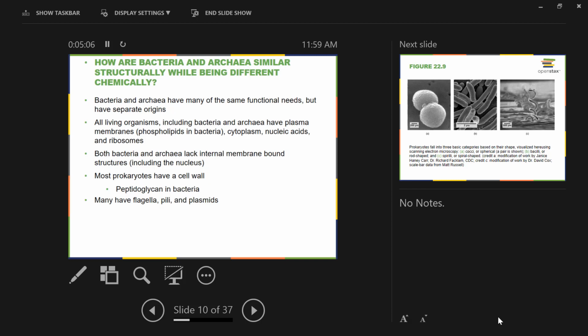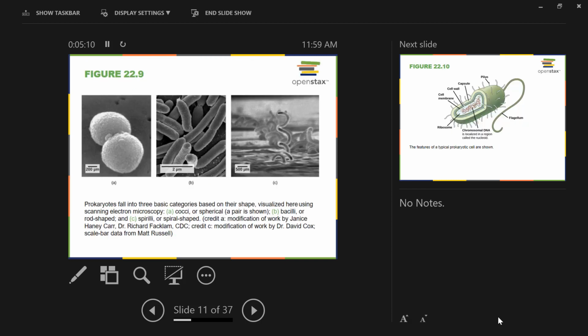Any other questions? All right, so some of this, we've seen these shapes in lab. You have cocci, you've got bacilli or rod-shaped, and you have spirilli or spiral-shaped bacteria. And these are shapes that you find in both bacteria and archaeans.